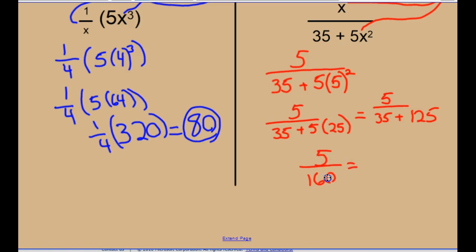And now we got to do 5 divided by 160. And our answer comes out to be 0.03125. Now you can write it like this, or you can just write it as a fraction as 1 over 32. Both of these are correct.